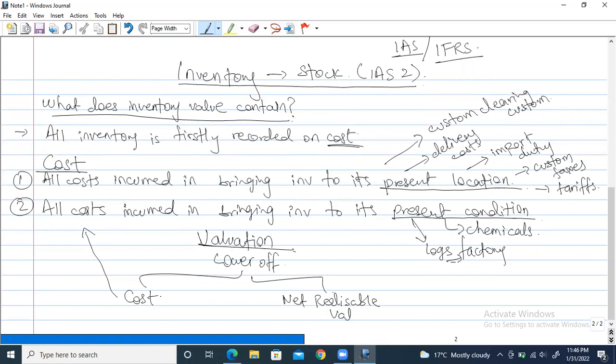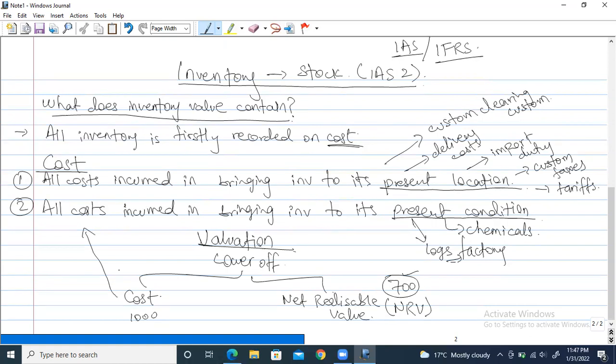Net realizable value, in short form, is called NRV as well. So again, how do we have to value the inventory? Lower of two things, cost and NRV. So in the question, if you're given a cost of 1000 and the NRV of 700, what you have to do is choose the amount of 700, because this is the lower amount. We cannot record it at 1000. We have to choose the lower of both amounts.